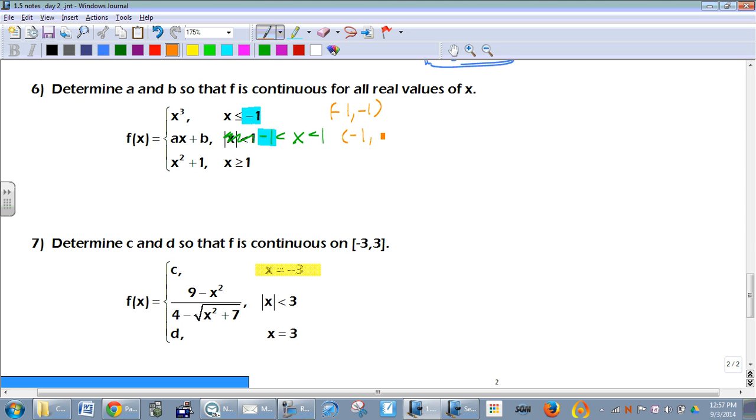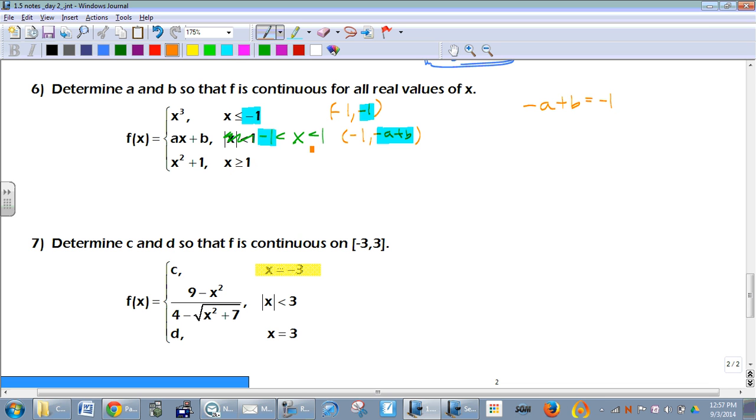And for y, we get the opposite of a plus b. Well, these two things have to be the same. These two y values have to be the same in order for these two to connect and make it continuous at x equals negative 1. So we're going to come up with an equation here. Opposite of a plus b has to equal negative 1.